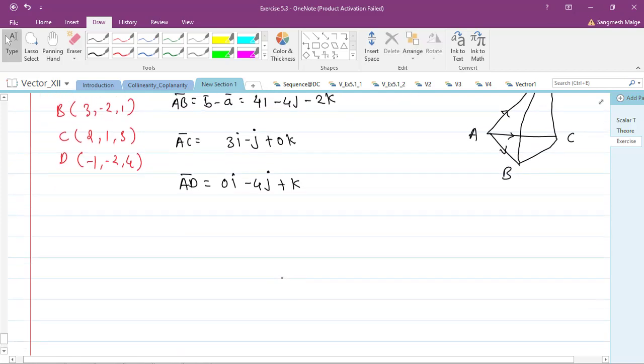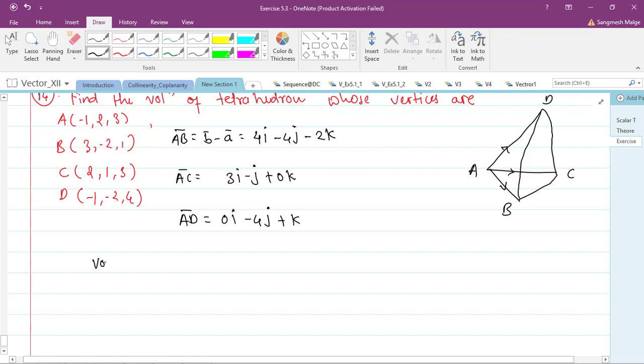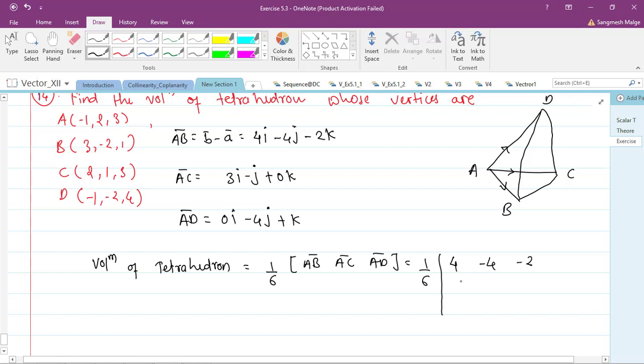Now you know the volume of tetrahedron is what? The box product. So volume of tetrahedron equals 1 by 6 box product of AB bar, AC bar and AD bar. This equals 1 by 6 into the determinant of these three, which is 4 minus 2, 3 minus 1 0, and 0 minus 4 and 1.